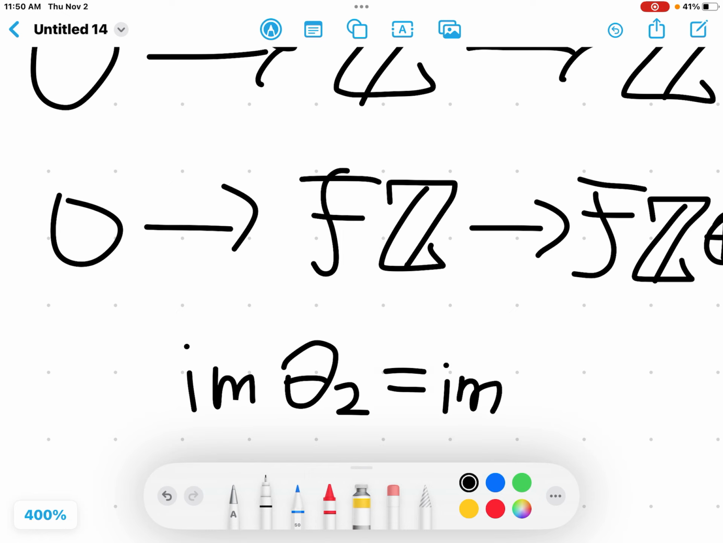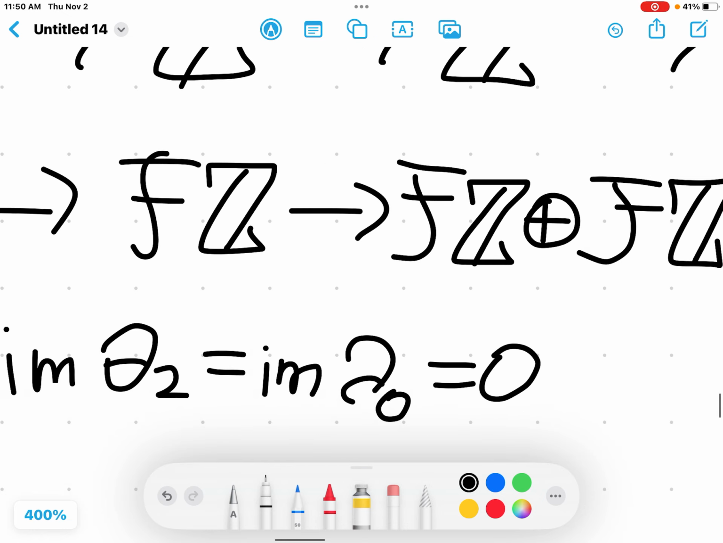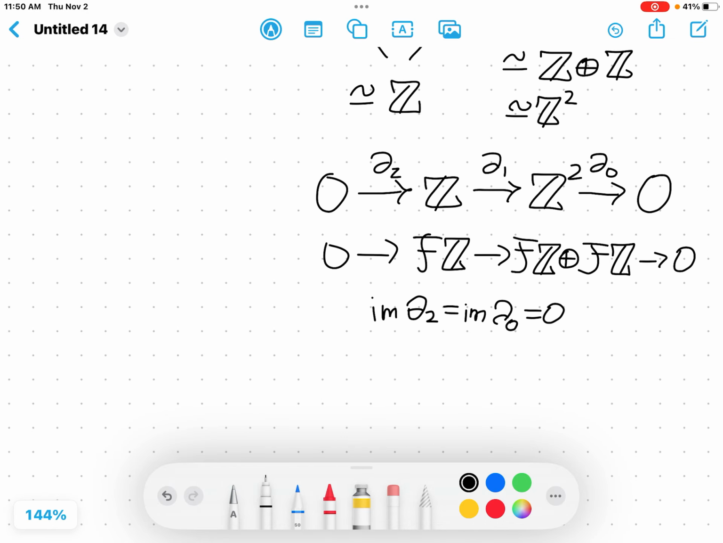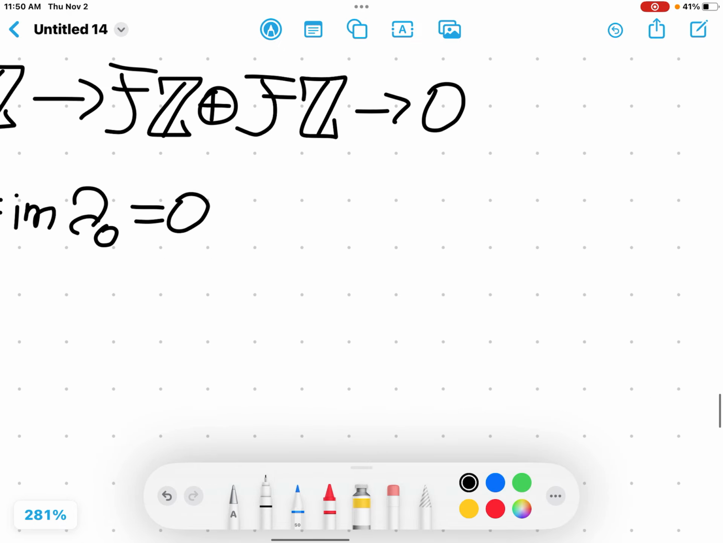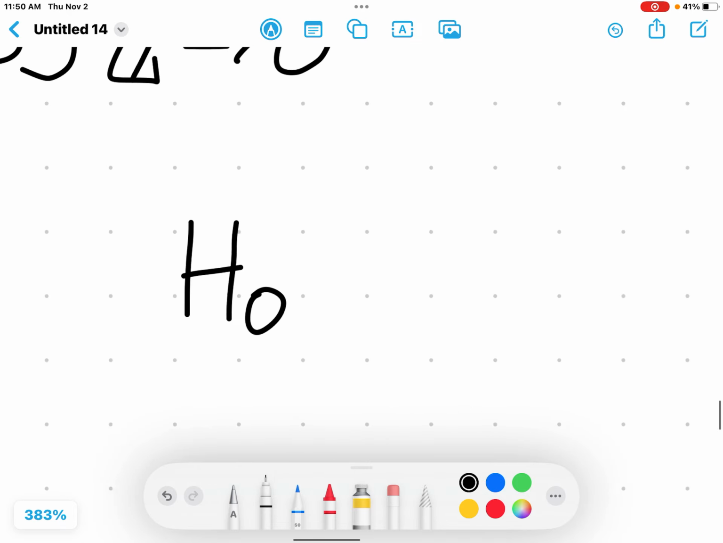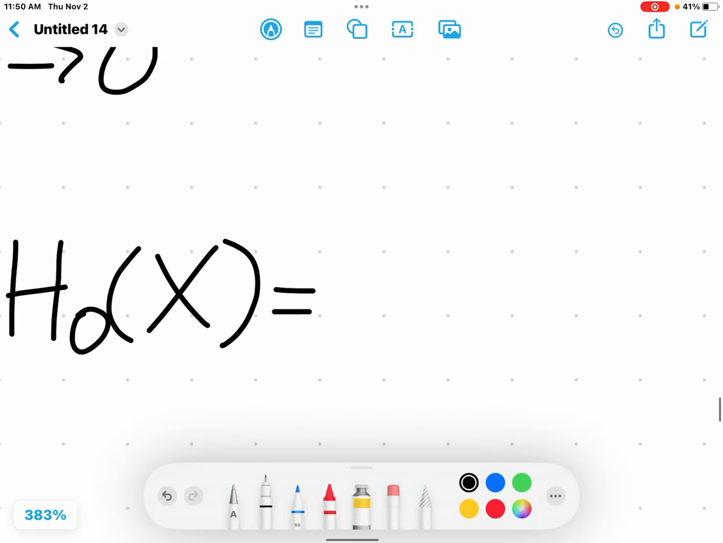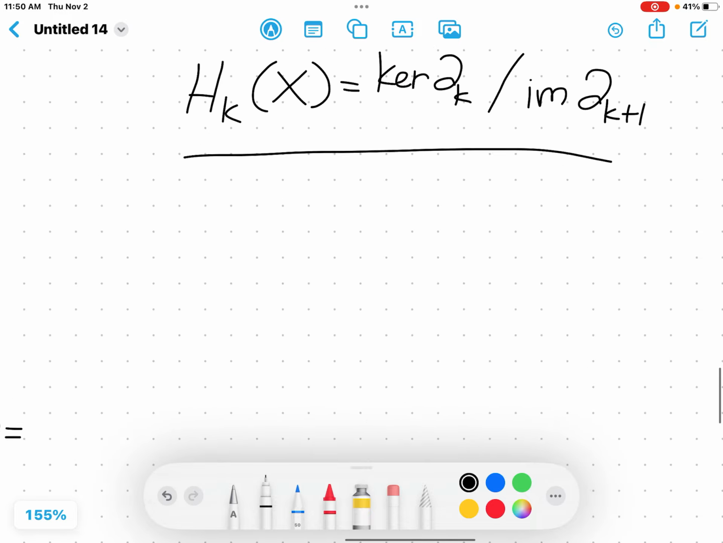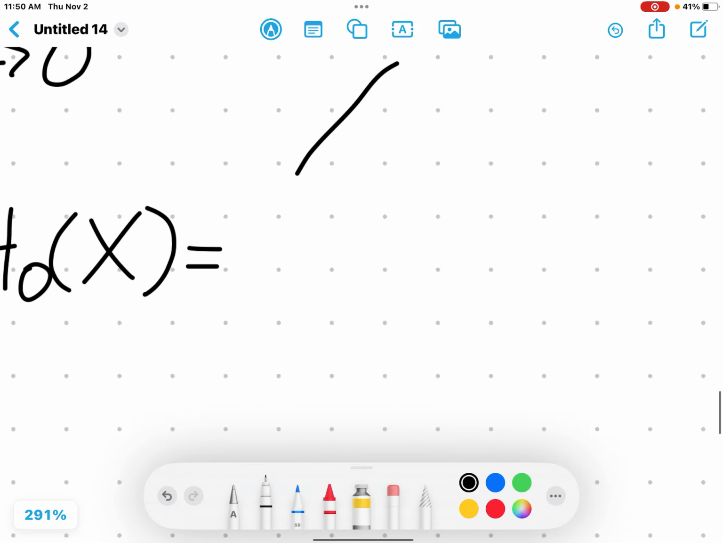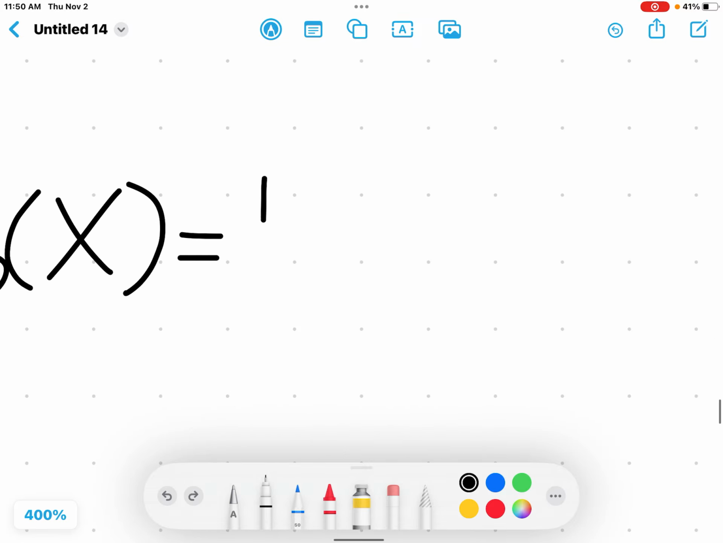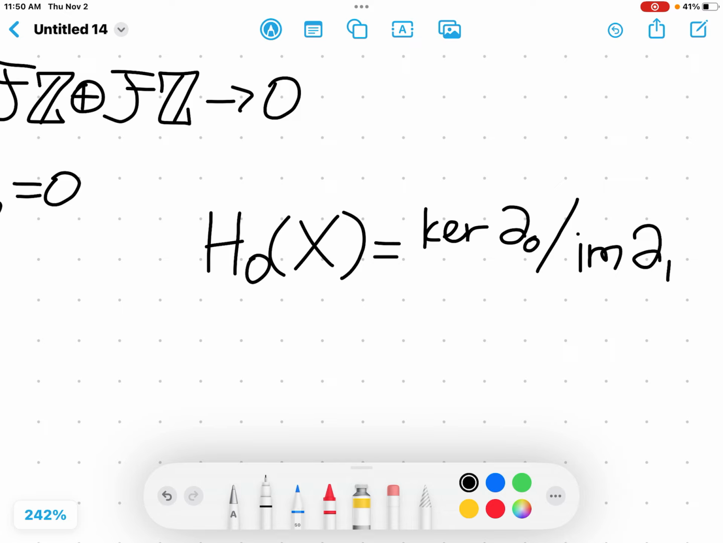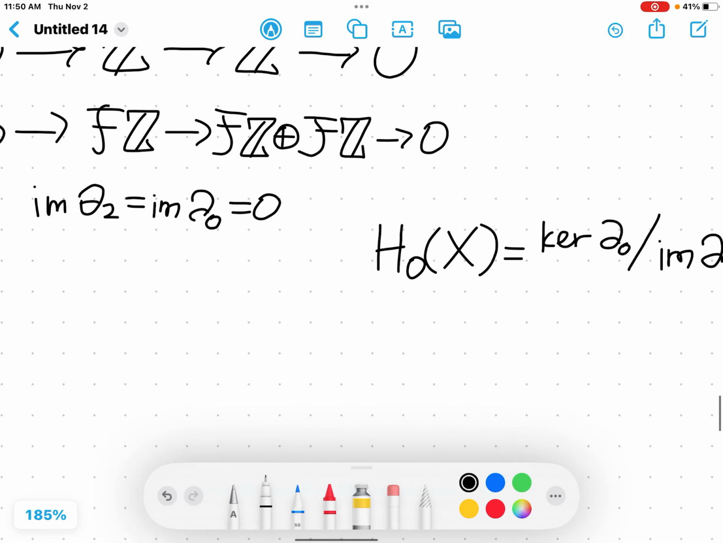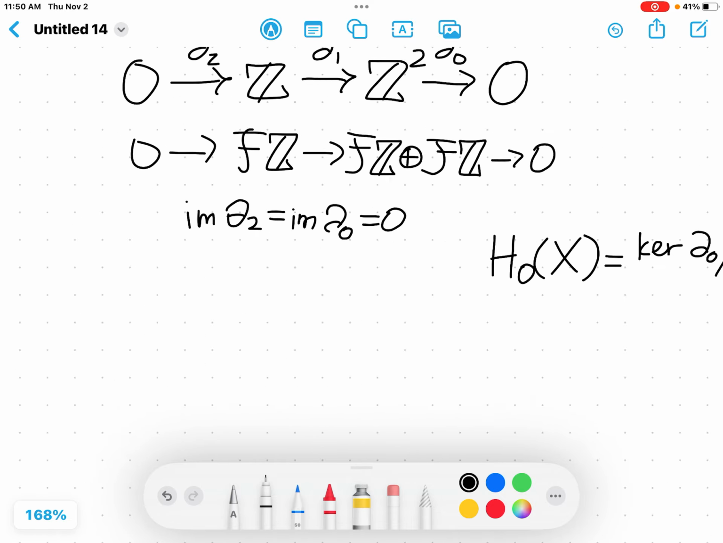So it's equal to the image of del 0, that's 0. So that's one thing right off the bat that we know. All right, so let's start with the 0th homology group. So H0 of X. Let's just go back to the definition and recall that it is the kernel of del 0 mod image of del 1. And this is where you want to recall your abstract algebra on how to do quotients, because we're trying to find a quotient group.